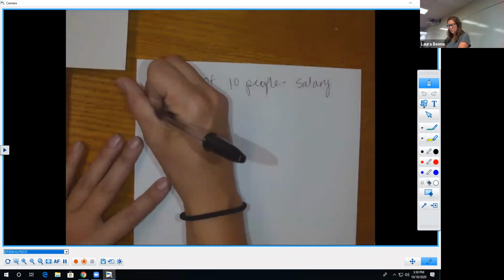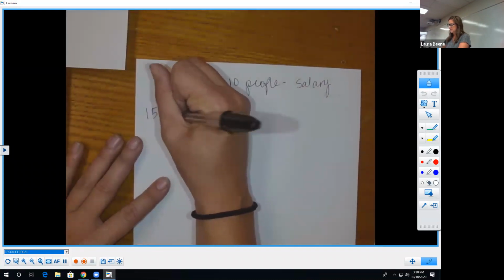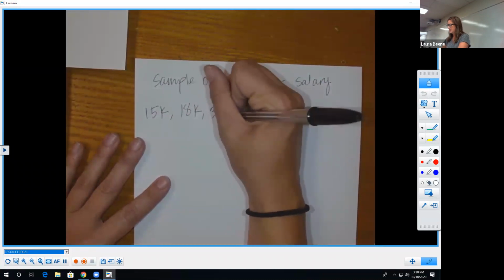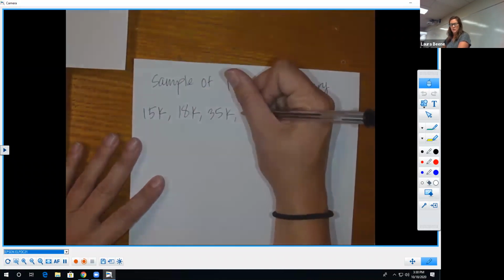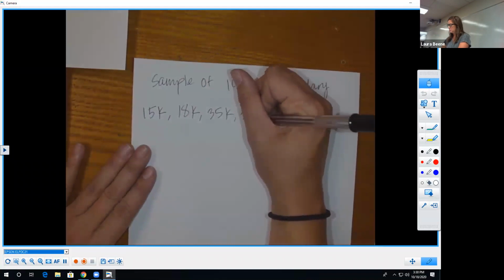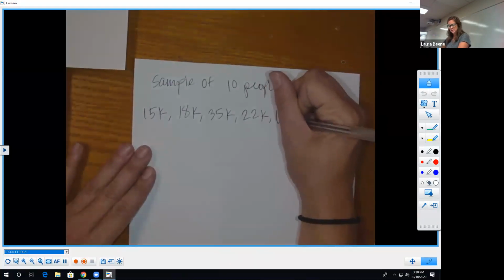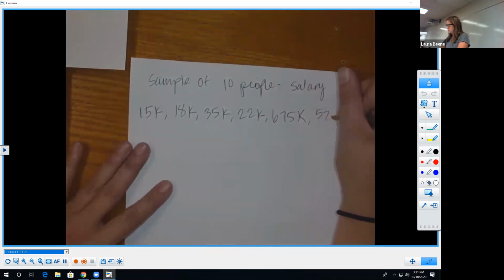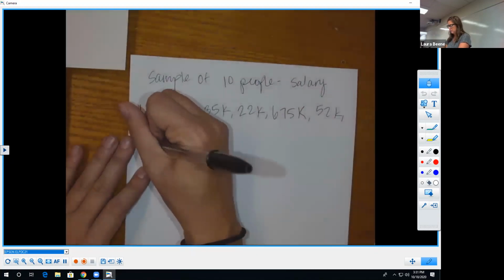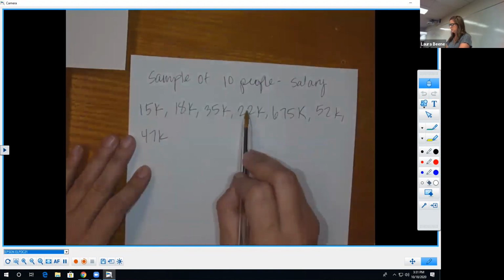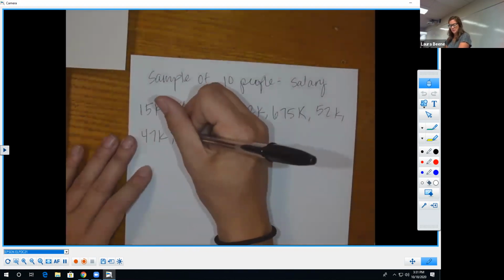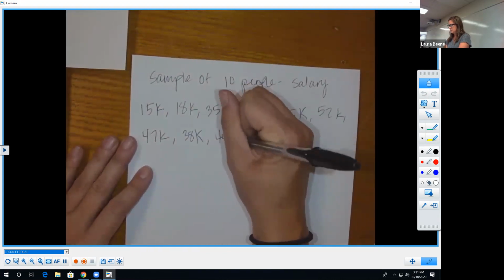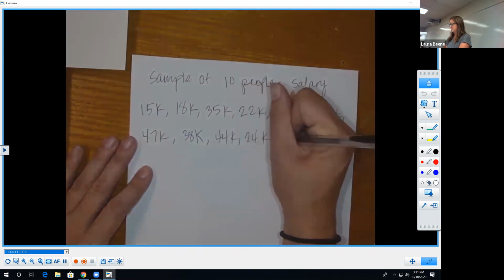Okay, so let's say one of them is $15,000 a year. We have $18,000 a year. We have $35,000 a year. We have $22,000 a year. $675,000 a year, $52,000 a year, $47,000 a year. Let's see, 1, 2, 3, 4, 5, 6, 7. $38,000 a year, $44,000 a year, and $24,000 a year.